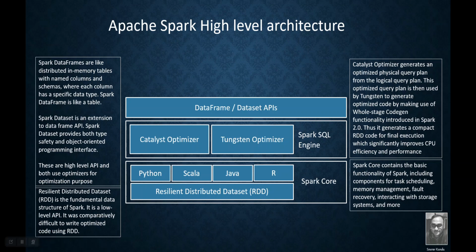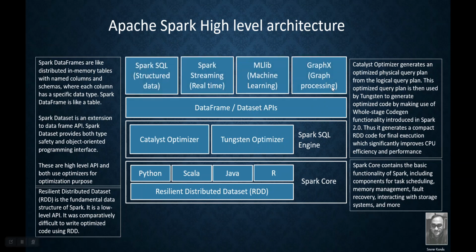As I already mentioned, these are high level APIs, and both use optimizers for optimization purposes, as you can see here on top of it. And finally, we have different libraries on top of it. Spark SQL we can use for structured data, Spark streaming for real-time data processing, MLlib for machine learning purposes, and GraphX for graph processing. So as a whole, this is the Apache Spark high-level architecture.